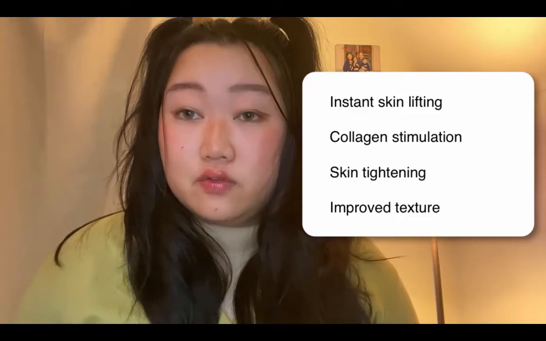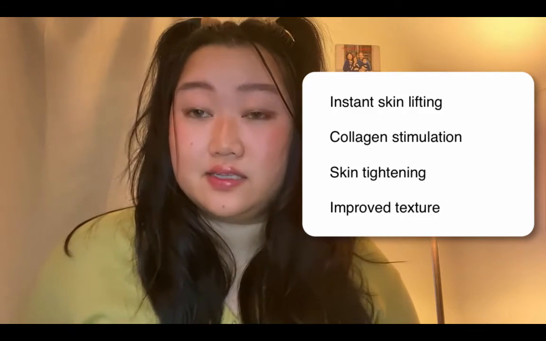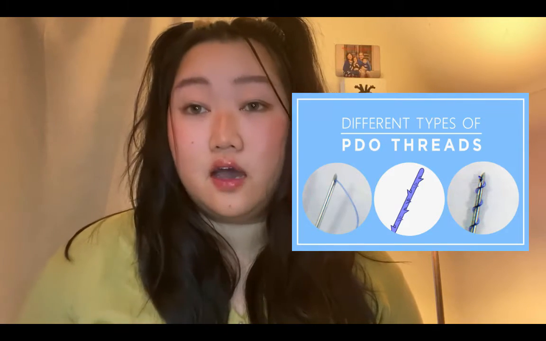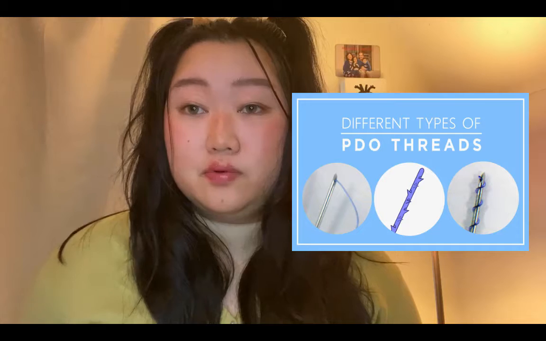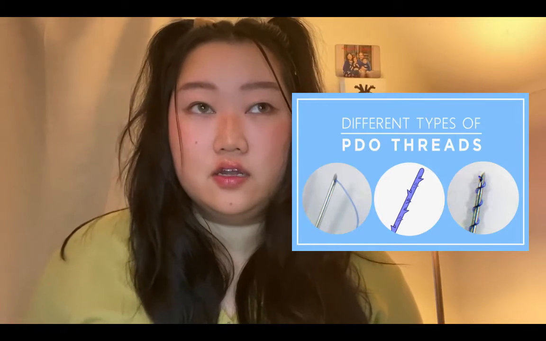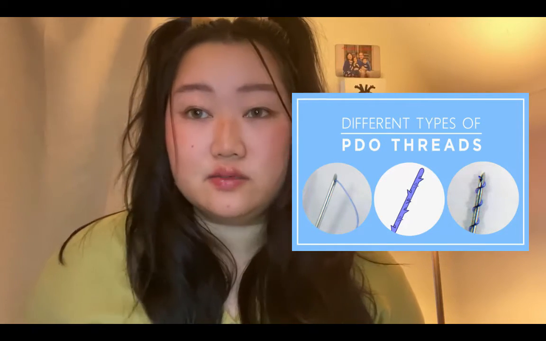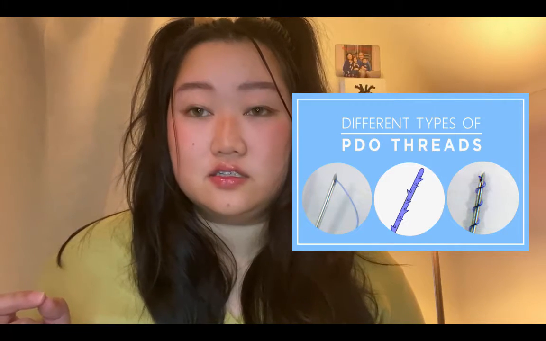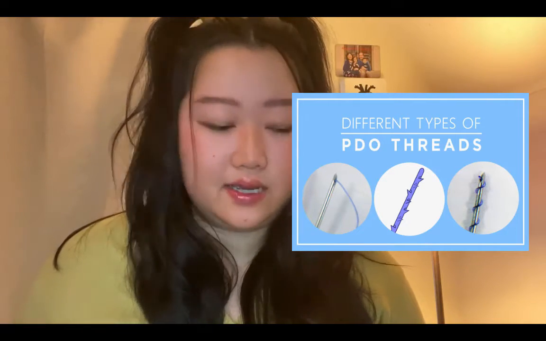Now within PDO threads, there are 3 different kinds of threads, and I will put the picture up right here, right next to me. There are floating threads, non-barbed threads, and barbed threads. And there are other colloquial names for these as well, such as screw head. You'll see these Instagram doctors using those terminologies instead.